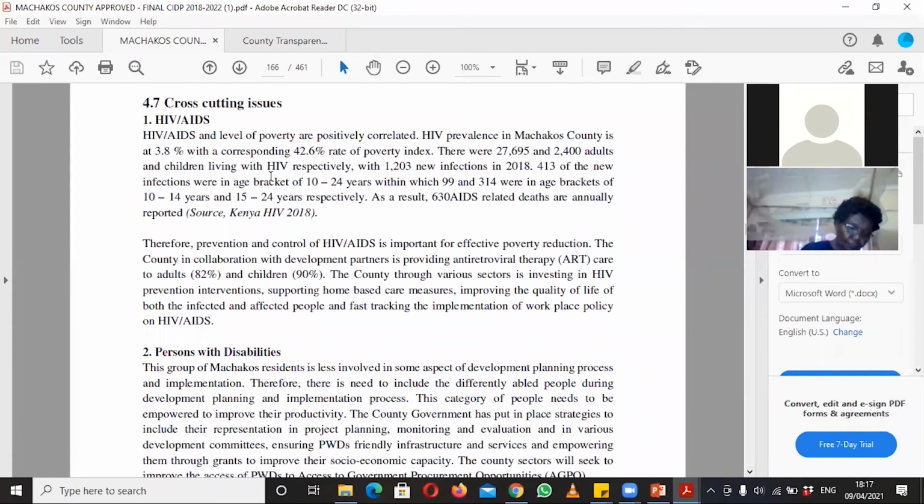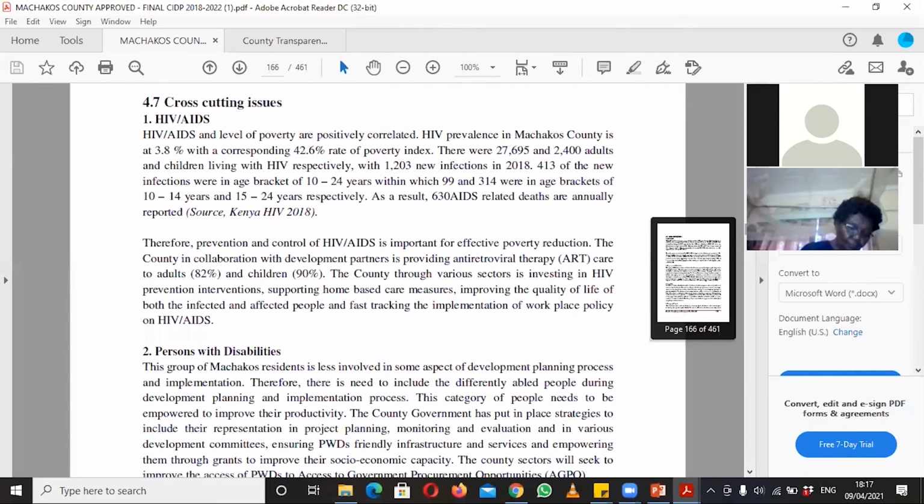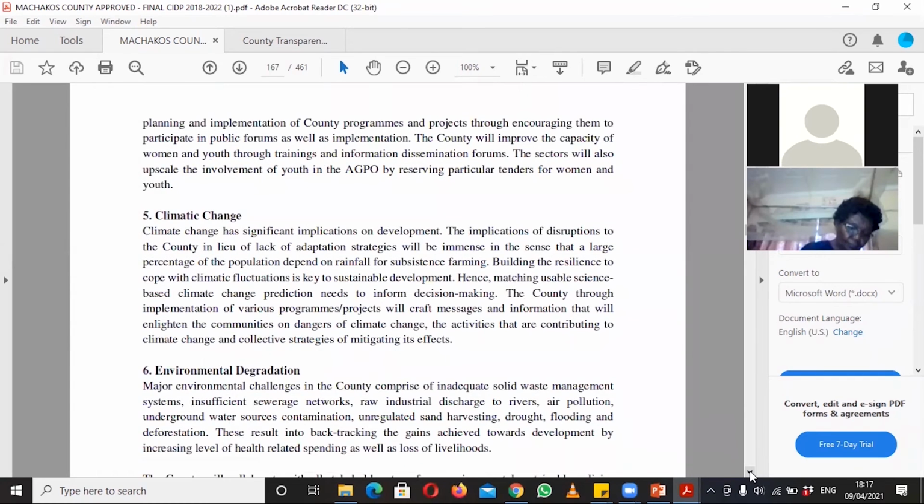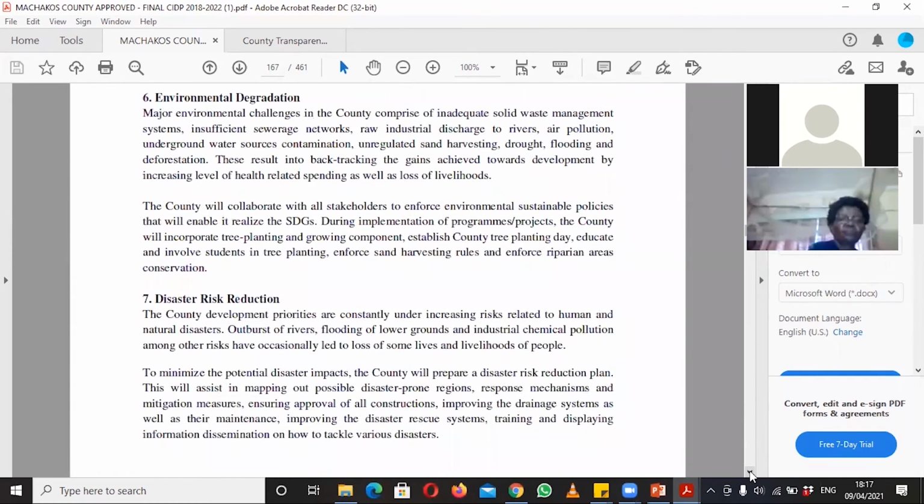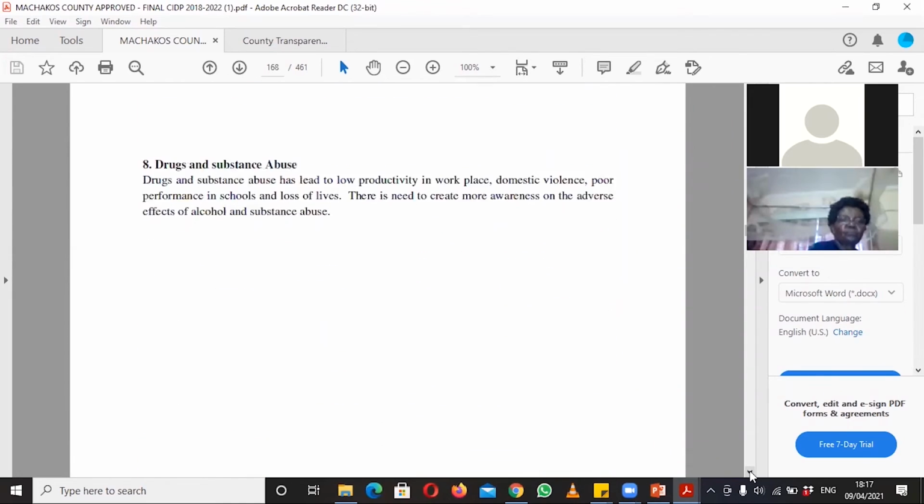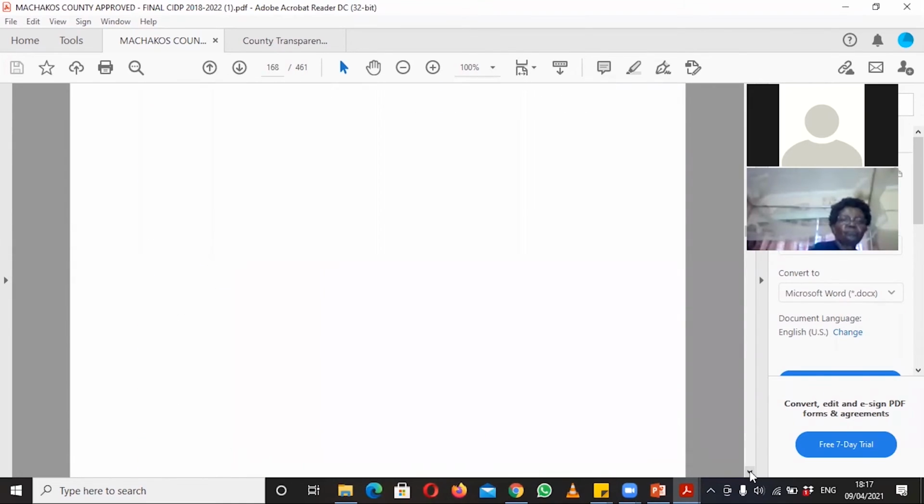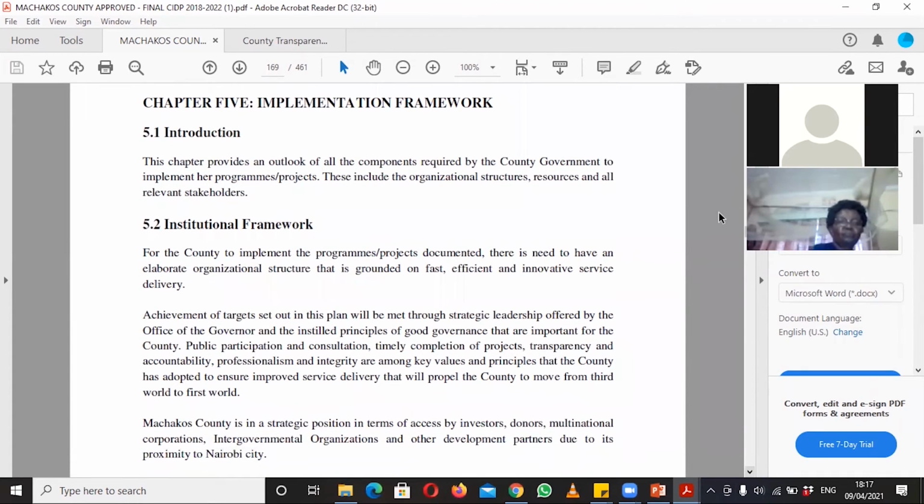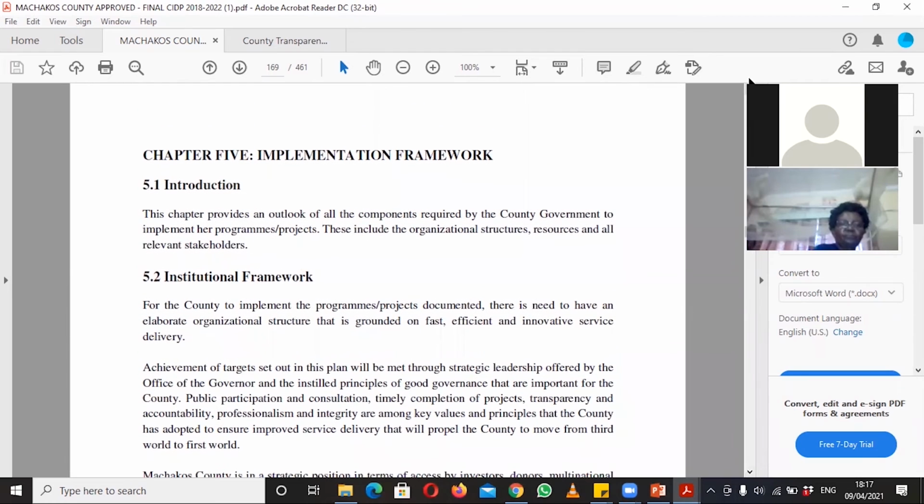They are cross-cutting issues. The cross-cutting issues identified were: one, HIV/AIDS; two, persons with disabilities; three, land use; four, women and youth; five, climate change, environmental degradation, disaster risk reduction, drug and substance abuse. Those were the cross-cutting issues. The county was also supposed to share the implementation framework of how they are supposed to implement what they want to do.